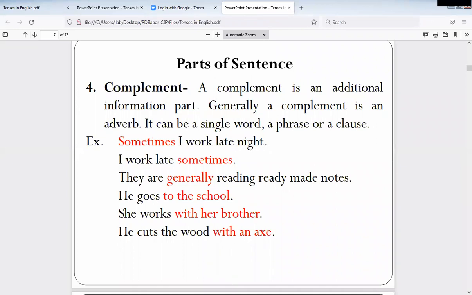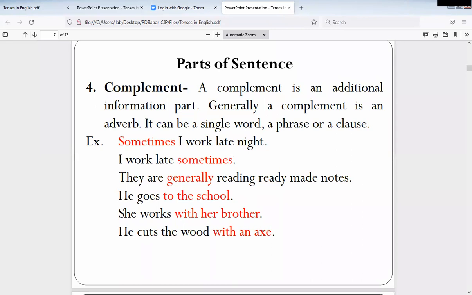Complementary part. But sometimes here is an adverb, and it comes at the beginning of the sentence. Then see the next example. I work late sometimes. So sometimes in the first example, we have used at the beginning of a sentence. In the second example, it is used at the end of the sentence. I work late sometimes.